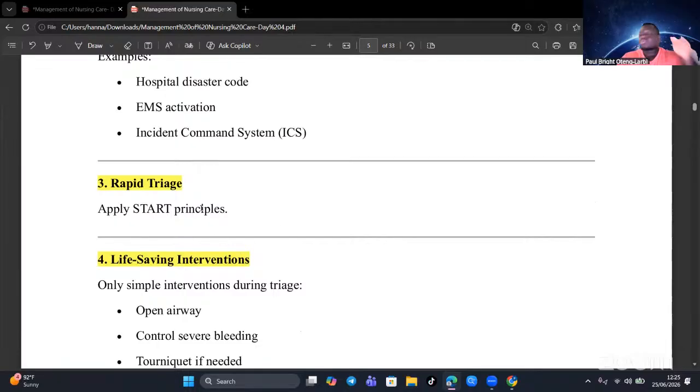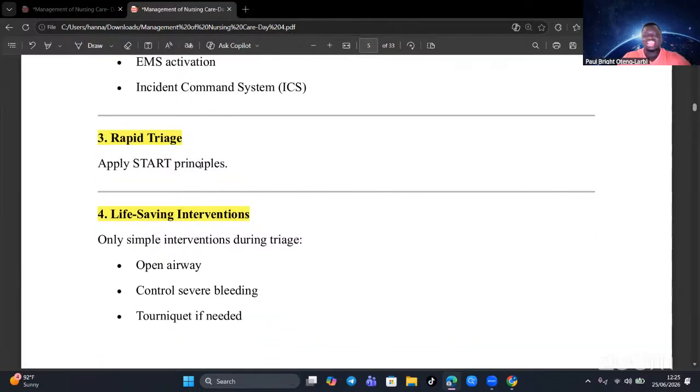Then, to wrap up, always start your triage.